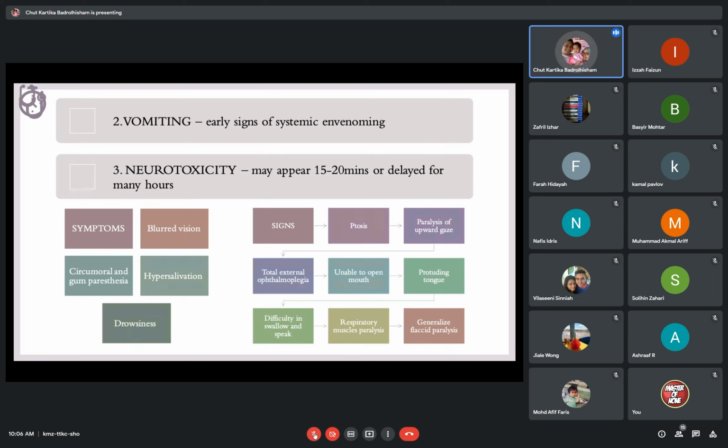Also, once there are early signs of neurotoxicity, which is ptosis, it may progress further into paralysis of outward gaze, total external ophthalmoplegia, unable to open mouth, protruding tongue, difficulty in swallowing and speaking, and also respiratory muscle paralysis. And lastly, generalized flaccid paralysis. When the early sign of neurotoxicity, ptosis, happens, you must give antivenom immediately, because it may progress.